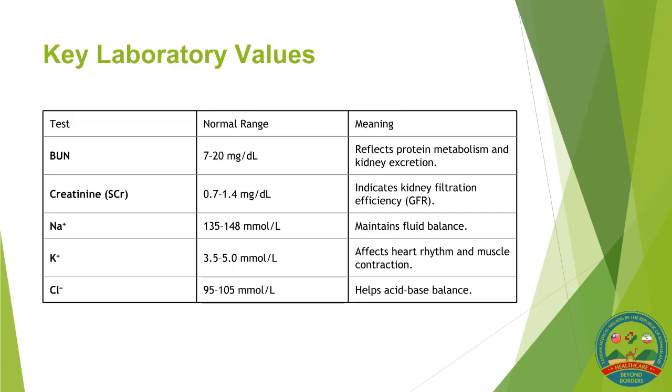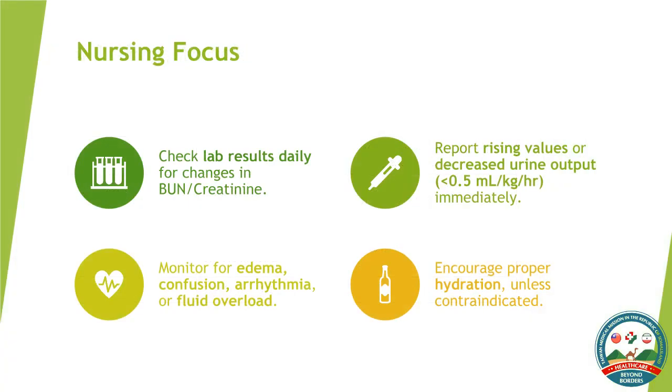Sodium helps maintain fluid balance. Potassium affects the heart rhythm and muscle contraction, so even small changes matter. And chloride helps keep the body's acid-base balance stable. For nurses, the key is daily monitoring. Check BUN and creatinine every day for any changes. If you notice rising values or low urine output, less than 0.5 milliliters per kilogram per hour, report it right away. Also, watch for edema, confusion, arrhythmia, or signs of fluid overload. And finally, encourage hydration when it's safe to do so.